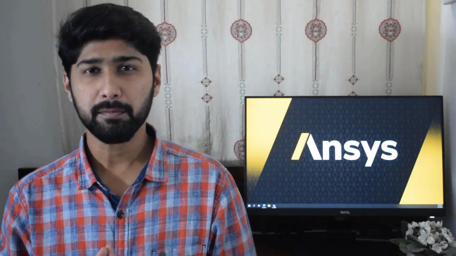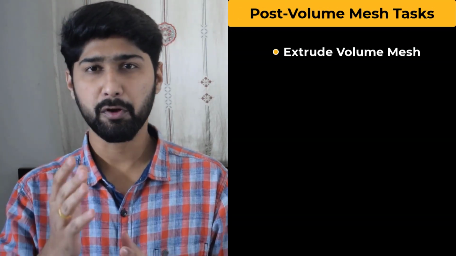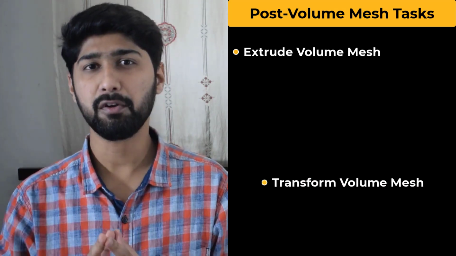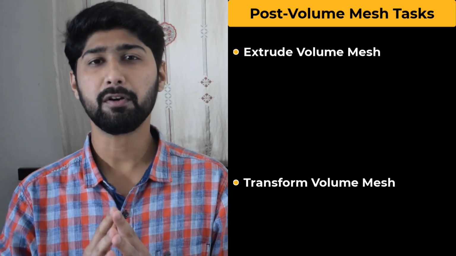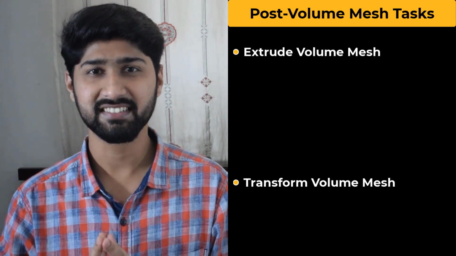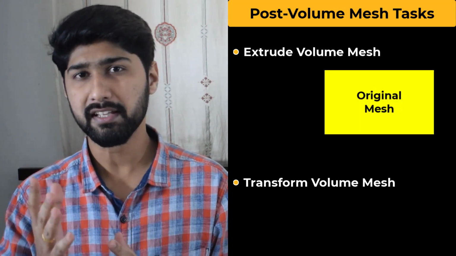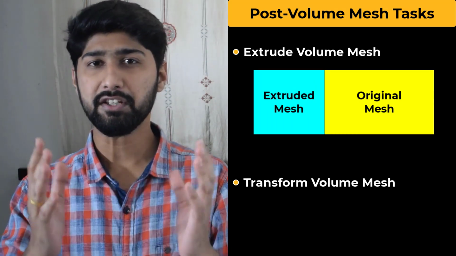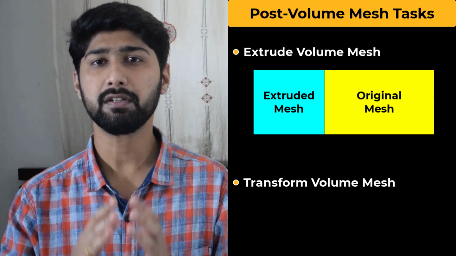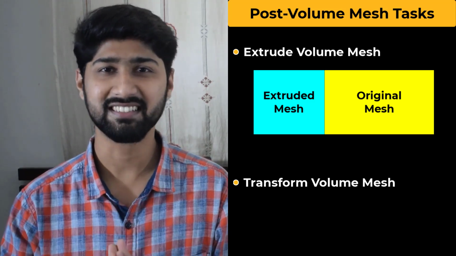Watertight geometry workflow provides some useful tasks, which are extrude volume mesh and transform volume mesh, that can be added to the workflow after the volume mesh has been generated. The extrude volume mesh task can be used to extend the boundary surfaces of the initial mesh beyond the boundaries of the original computational domain.